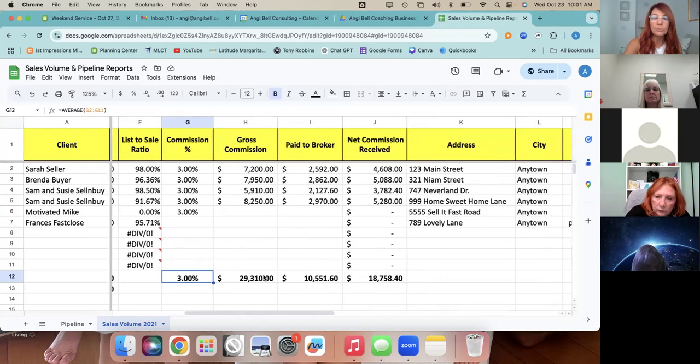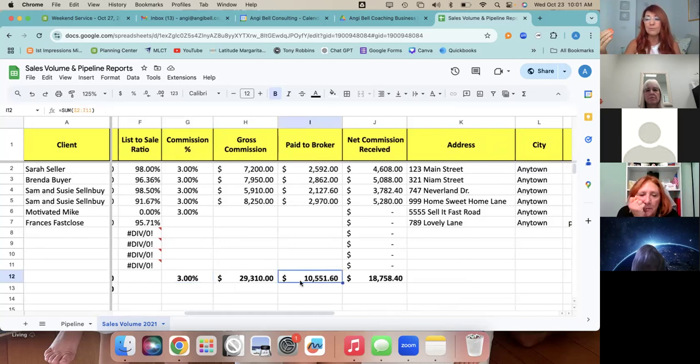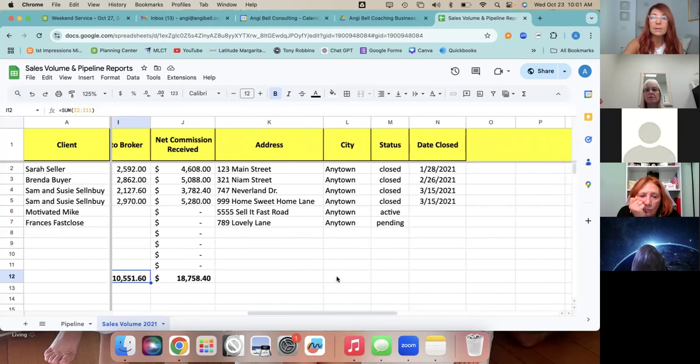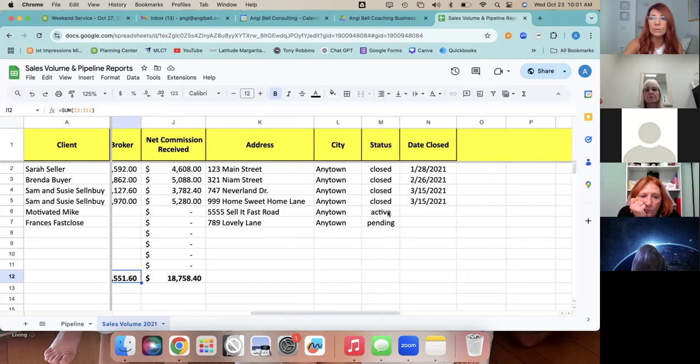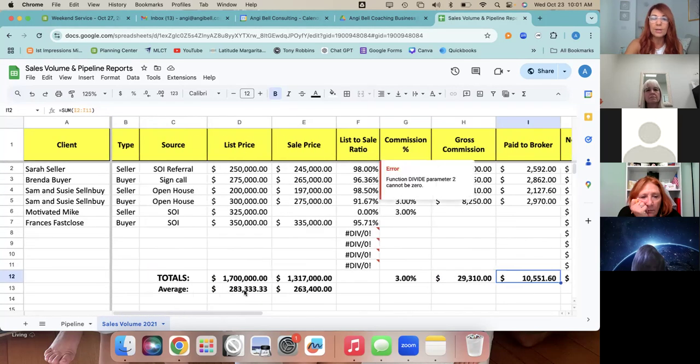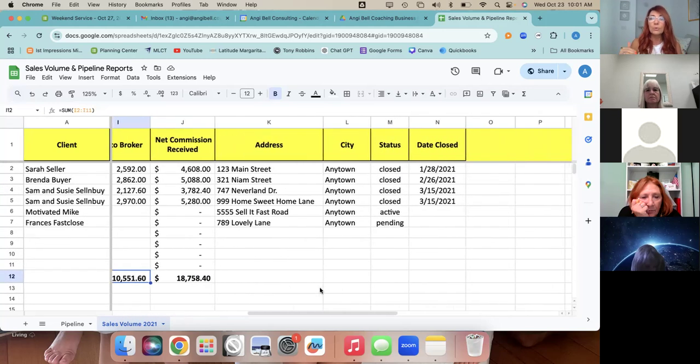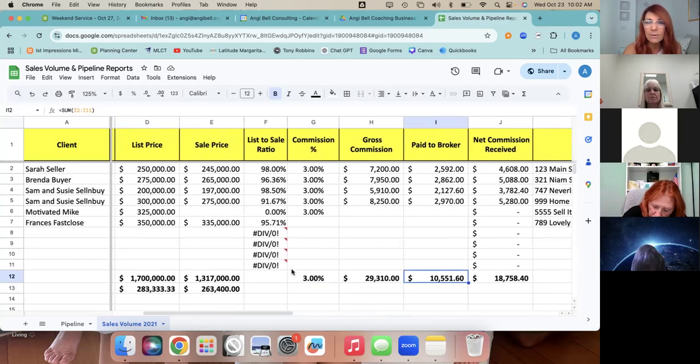And then you've got your gross commission, how much you paid out. This will tell you how close you're getting to your cap if you're in a cap structure. What your net commission is. There's your address. There's the status: closed, active, pending. And then there's where you closed it. So all of this stuff is super helpful. It's going to track your average sales price, and all of those things. So you'll know at any given time what's coming up to be closed soon, what's already closed, where your active listings are, etc.